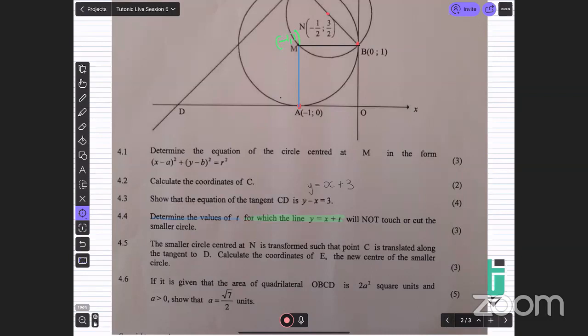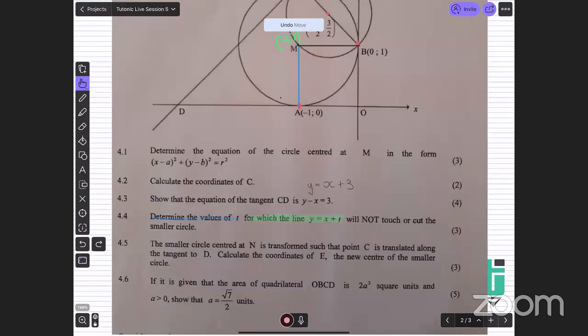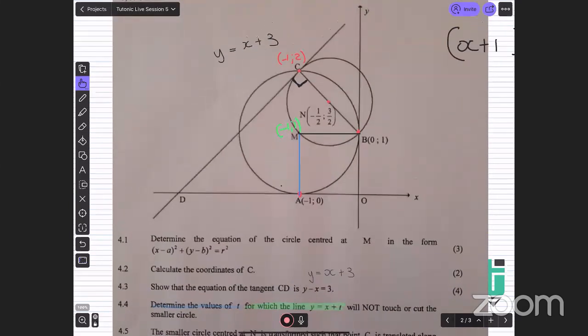Okay, does it make sense? So we haven't answered the question yet, but I'm just trying to get you guys to understand what y equals x plus t is. So how is x plus t linked to this graph, x plus 3? It's parallel. Why is it parallel? Because the gradient is the same.